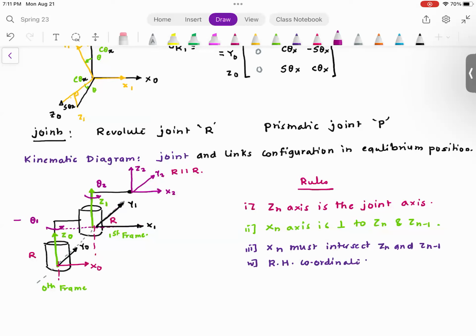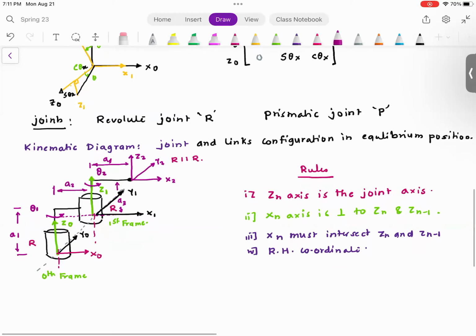So I will give you the links. This is going to be A1. This is going to be A2. This is the offset. This is going to be A3, and it's going to be A4.